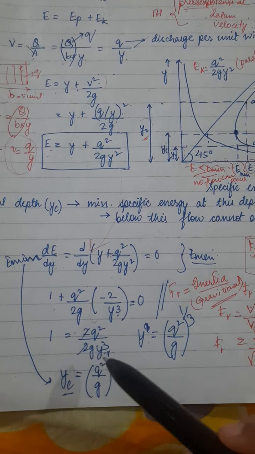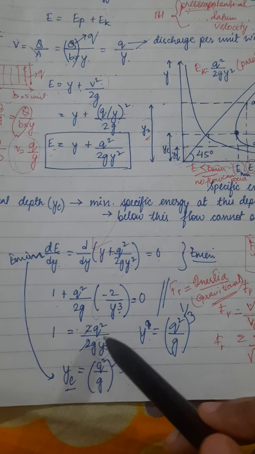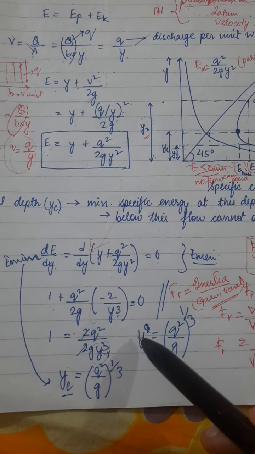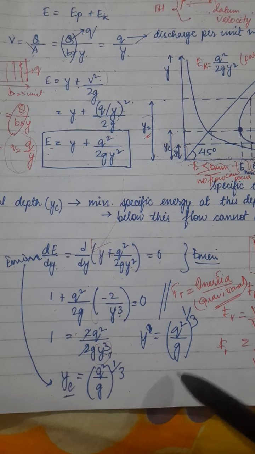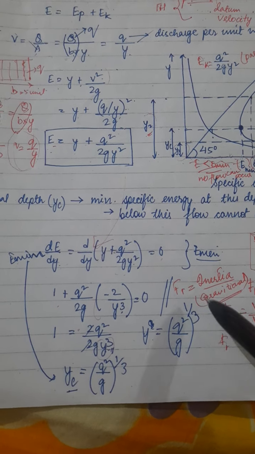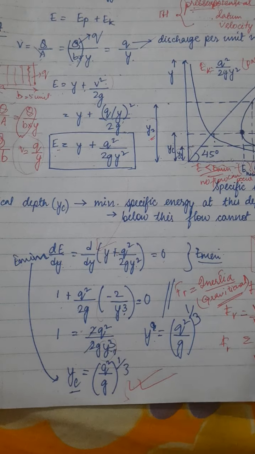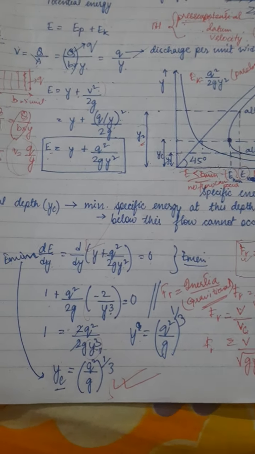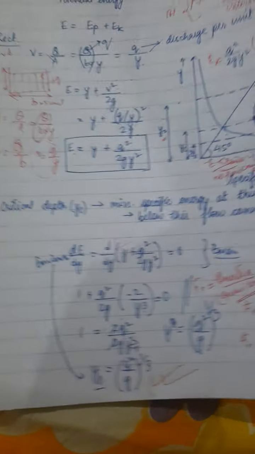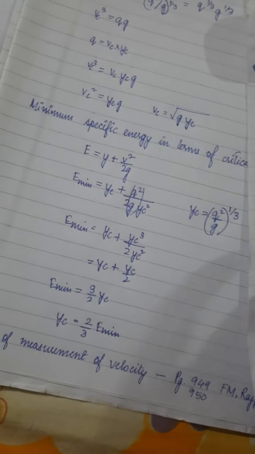So bring every term here, and finally we get y equals (q square by g) to the power 1 by 3. So this is the critical depth of flow at which minimum specific energy happens.